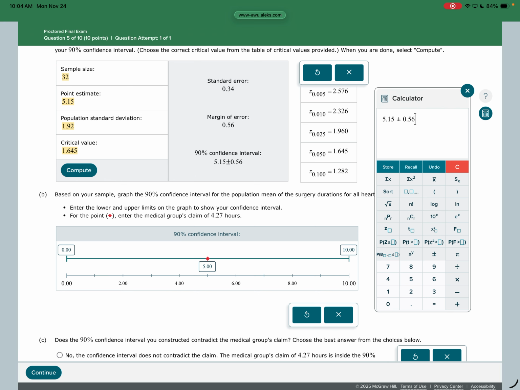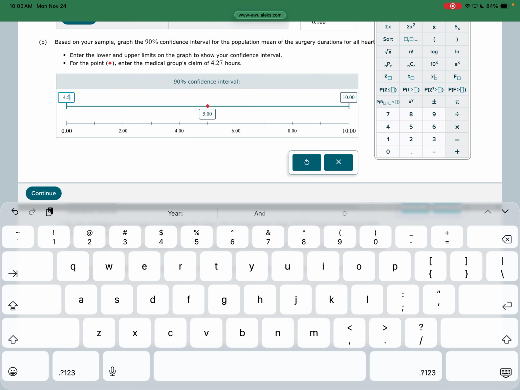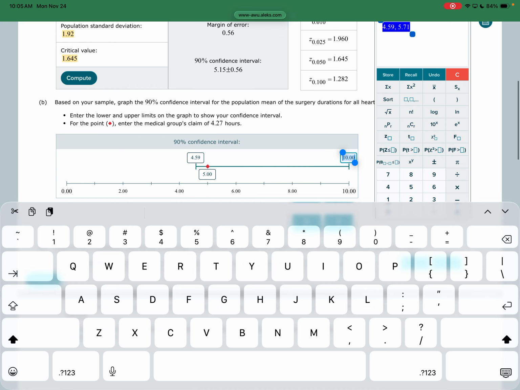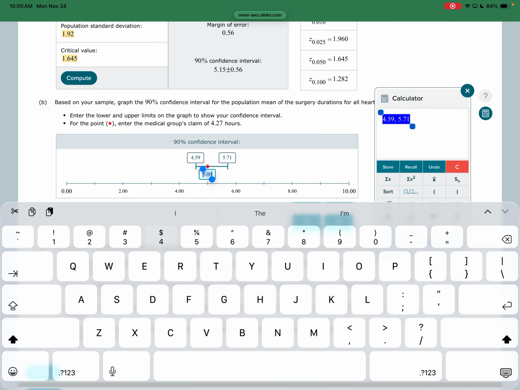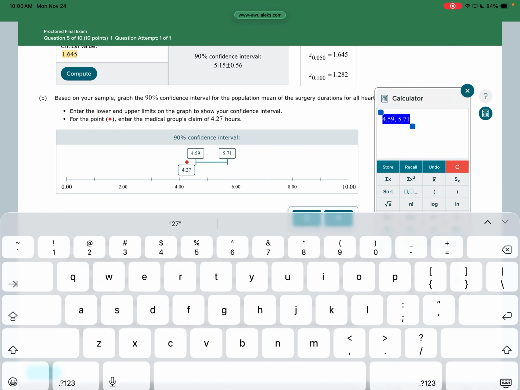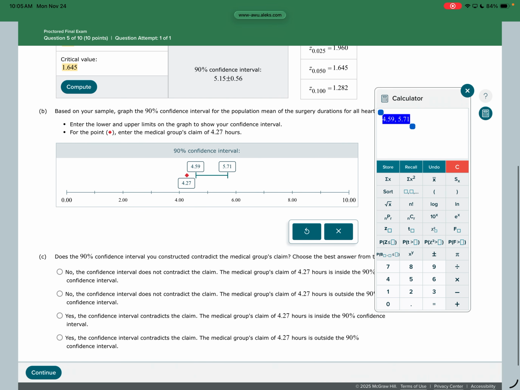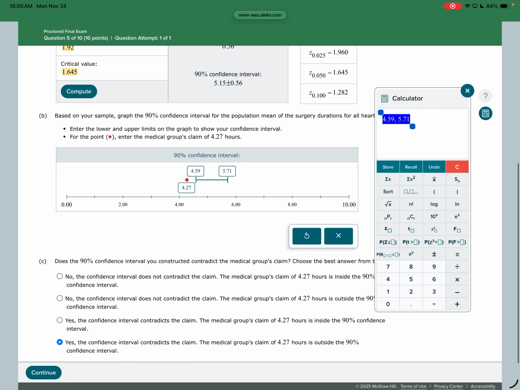There is a plus or minus button, so with a margin of error, you are adding it to the point estimate and subtracting it. So you get two numbers here, 4.59 and 5.71. Okay, so that's what we're 90% confident that if we measured all the heart surgeries, they would be between those two numbers. But they are claiming that heart surgeries only take 4.27. Okay, so we are confident that it does contradict the claim, and it would be outside that 90% confidence interval.